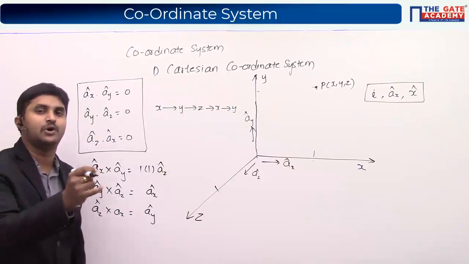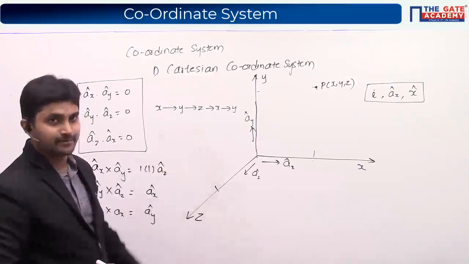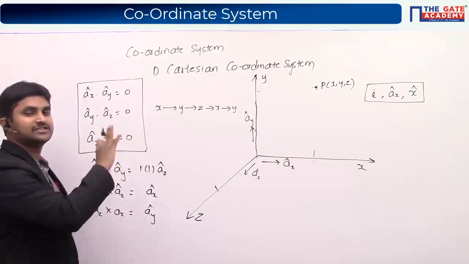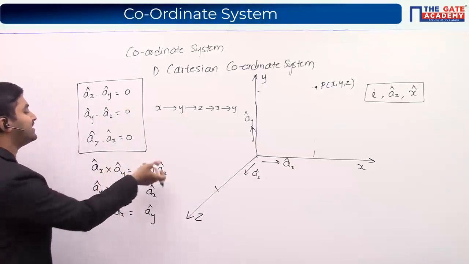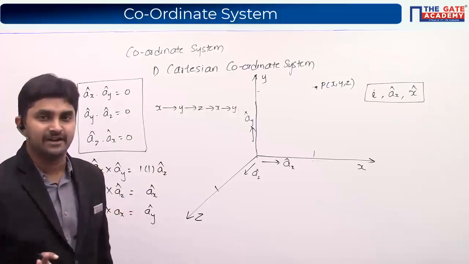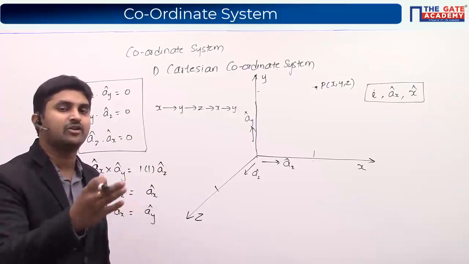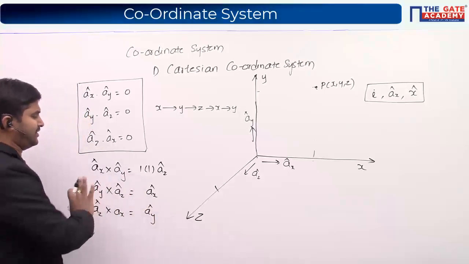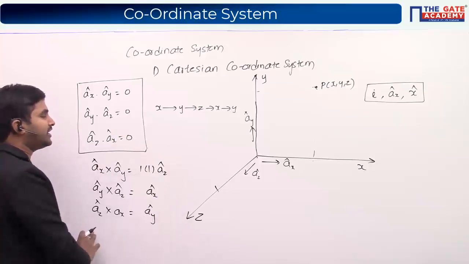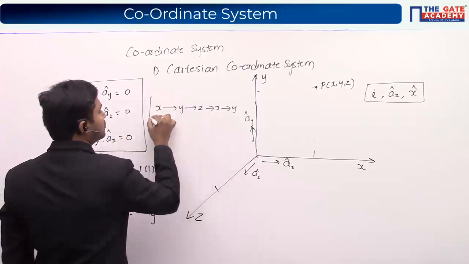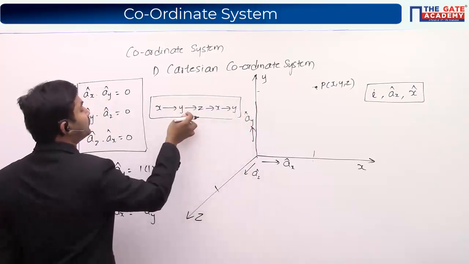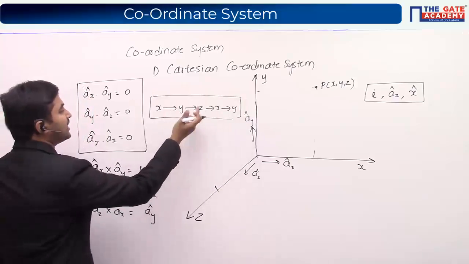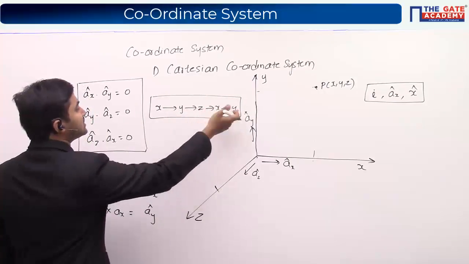See, we will be making very small mistakes in the examination. This is one of them. Sometimes we write Ay cross Ax is going to be Az, which is wrong, because if Ax cross Ay is Az, Ay cross Ax is going to be minus Az. So we will be making this sort of mistake in the examination. The best thing here is that if you have any confusion regarding the cross product, you can use this right-handedness. From x you go to y, from y you go to z, from z you go to x, from x you go to y. So x cross y you will get z, y cross z you will get x, z cross x you will get y.